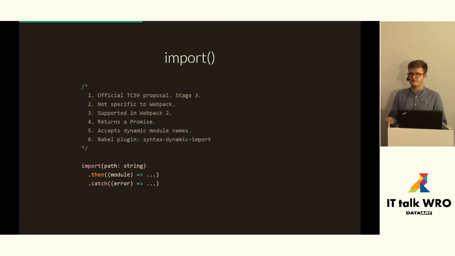What's the difference from the typical import that we are all familiar with? It's actually a function that returns a promise. And what's good about this? It is an official TC39 proposal. It's a committee that is responsible for introducing new features into JavaScript, HTML, and the web. And this proposal is at stage number 3, that means that it will probably be accepted without any changes.